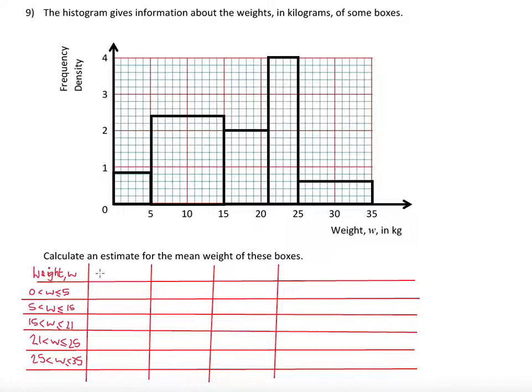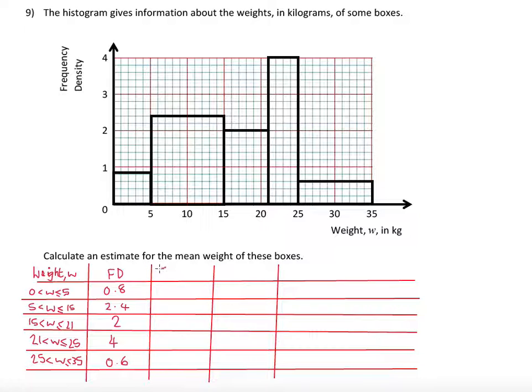Right, we now also need to work out the frequency. Now to do that we need to know the frequency density, which fortunately has been given to us. So the first frequency density is 0.8. The second bar's frequency density is 2.4. Just watch your scale, make sure you find out what it's going up by. The third one is on 2. Fourth one is all the way up to 4, and the last one is 0.6.